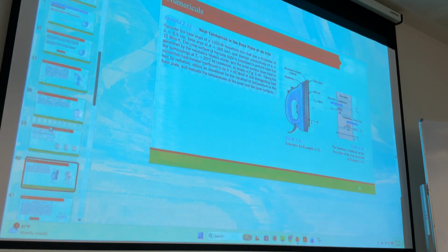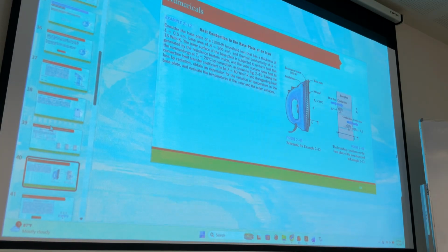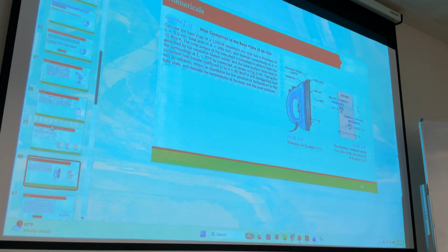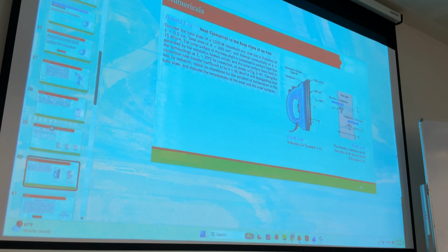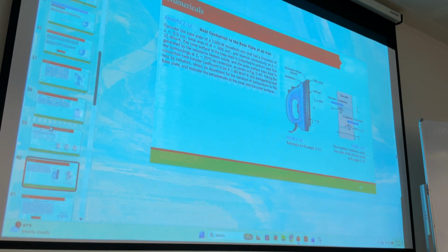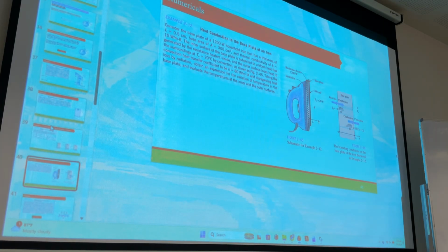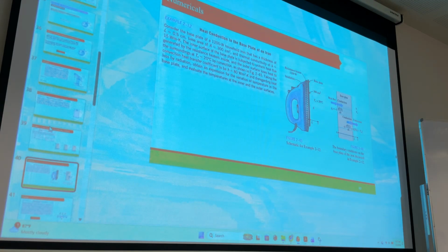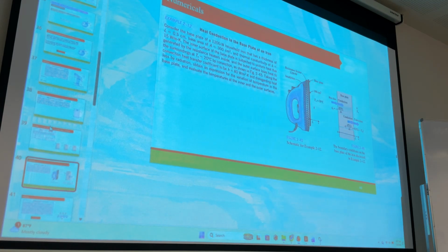Base area is given, thermal conductivity is given. When the thermal conductivity is given, it means it's constant, it's not changing. So the formula that we will use should have constant thermal conductivity. The inner surface of the base plate is subjected to uniform heat flux generated by the resistance heater inside, and the outer surface loses heat to the surrounding at T infinity by convection.